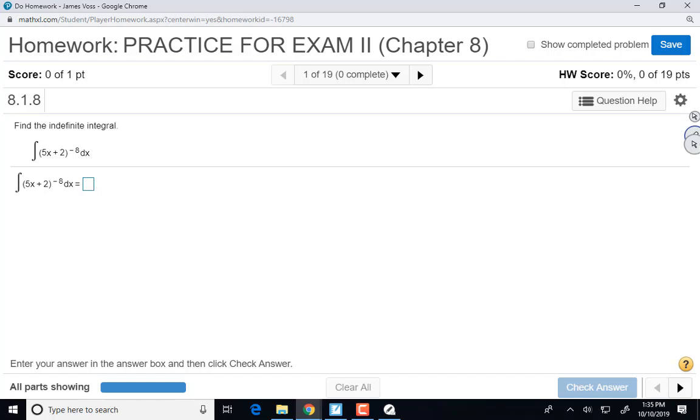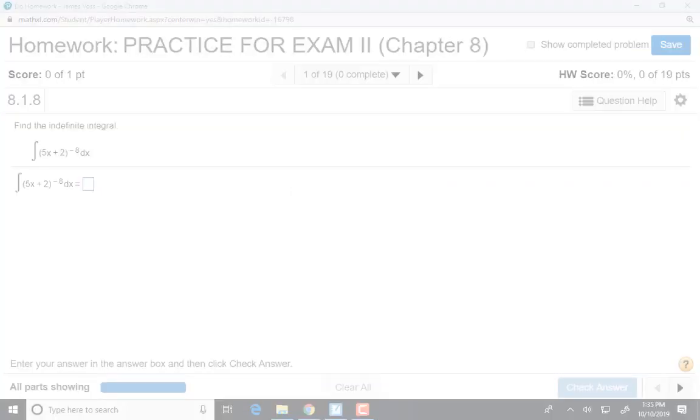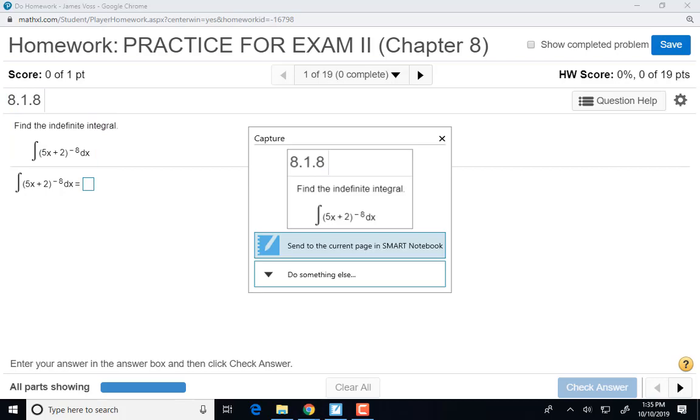So there is number one. We'll just talk about each one, and if you want to go through all the details, we'll do it. So we have 5x plus 2 to the negative 8. U sub. So you can use U sub or reverse chain rule. I like reverse chain rule, personally. Does anybody want to see this one written out? Yes. So. Which one am I looking at?